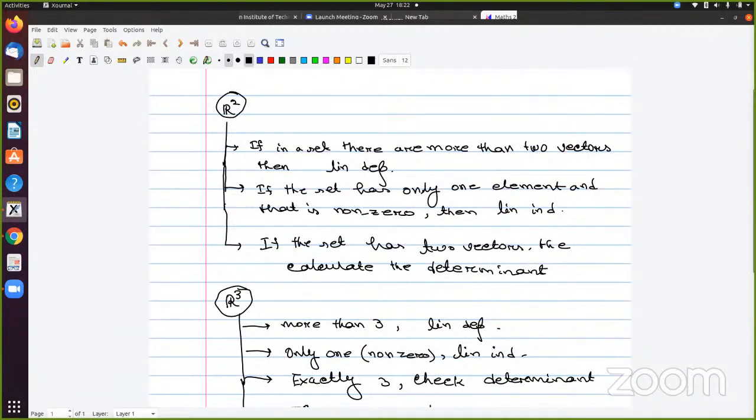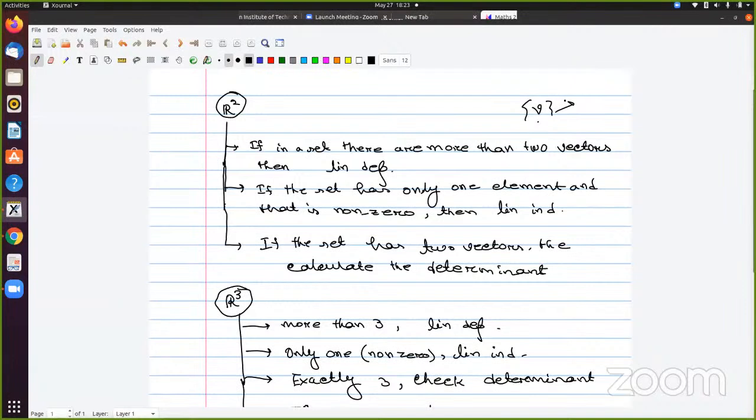This is what I have written till now. Sir, इसमें जो second point है, only one element like non-zero, then it is linearly independent. Like if I do have only one element, then it is linearly independent. That's what you're trying to say. Exactly. So if the set has only one vector v, and this v is non-zero, then it is always linearly independent in any vector space, right?